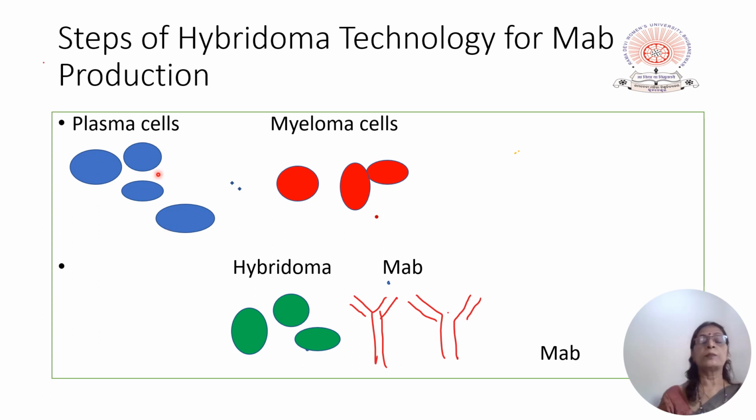Plasma cells have the property to secrete the antibody. Myeloma cells do not have the property to secrete the antibody, but they have immortality. So due to the immortality feature and the antibody secreting feature, both are combined to produce a hybrid cell that is called a hybridoma. And hybridoma is capable of secreting monoclonal antibody.